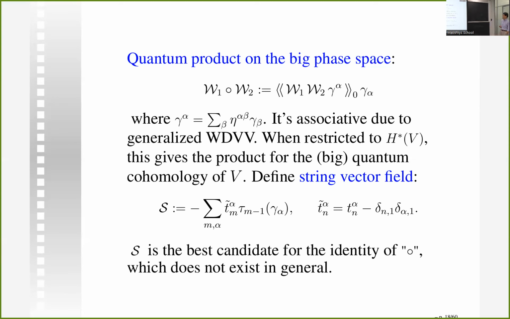This product turns out to be associative, again due to the simple relation on M04 bar, which corresponds to the generalized version of the WDVV equation. I should also say that the space of cohomology classes of V can be thought of as a finite dimensional subspace of the big phase space, the subspace where t_n^alpha equals 0 for n bigger than 0. Therefore this is usually referred to as the small phase space. When you restrict this quantum product to the small phase space, it gives the product for what is called big quantum cohomology in the literature. The terminology is a little bit confusing: big quantum cohomology is really the restriction of the product we defined to the small phase space.